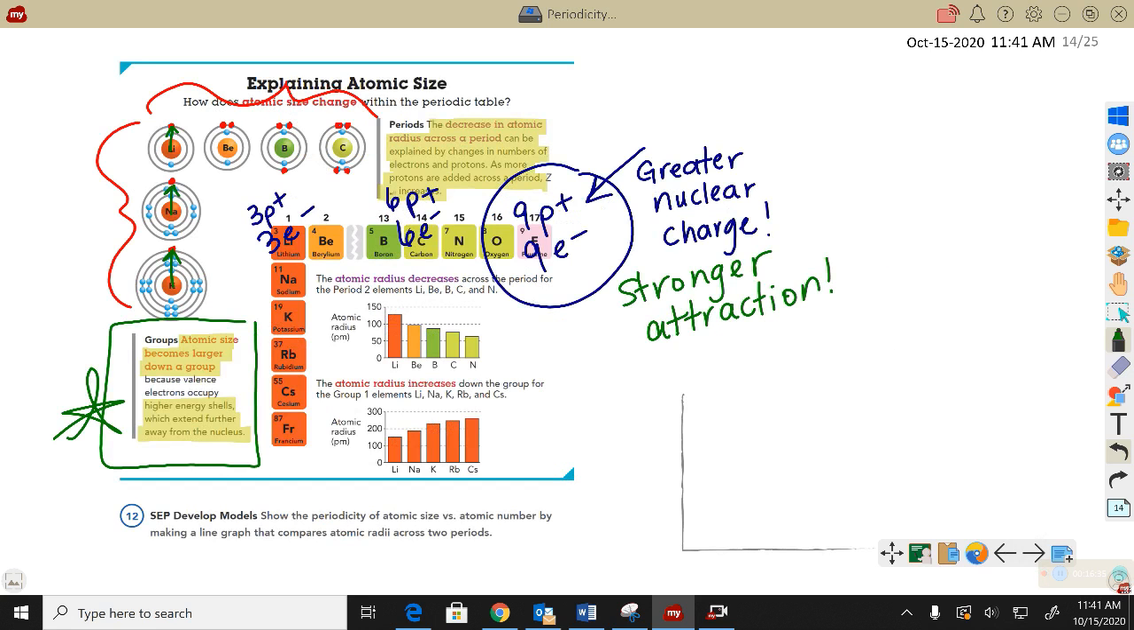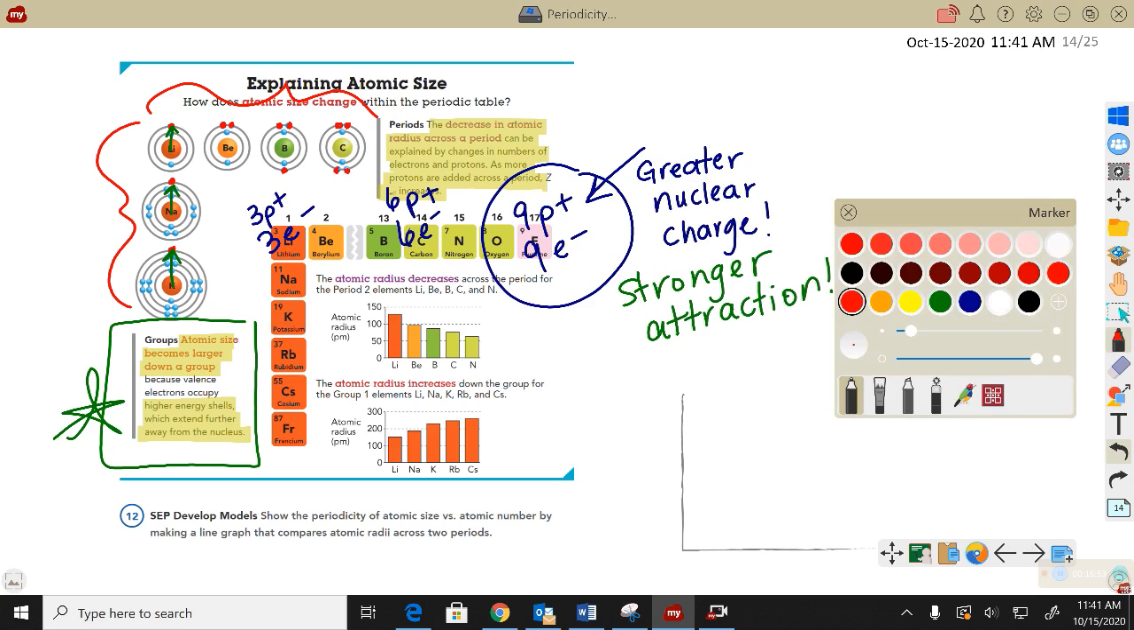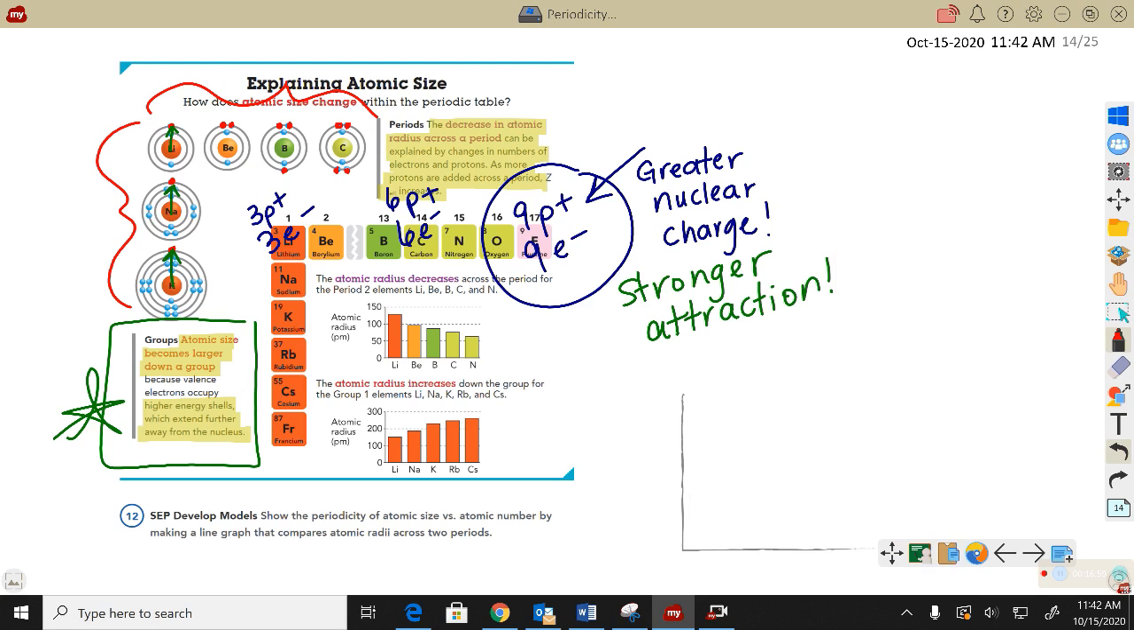And so here in question 12, they want us to draw a graph. Show the periodicity of atomic size or radius versus atomic number by making a line graph that compares atomic radius across two periods. Okay, so we'll try to make this not super funky. But in general, let's say I put a dot and I make that hydrogen. Well, from hydrogen to helium, the radius should decrease a little bit. So I'll make kind of a little line going down.